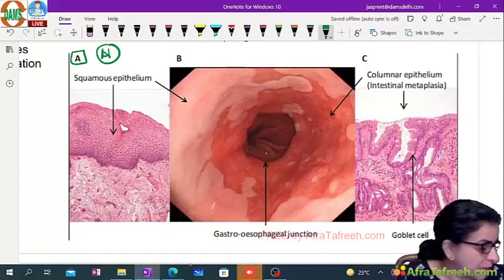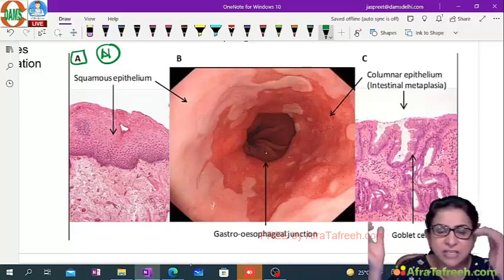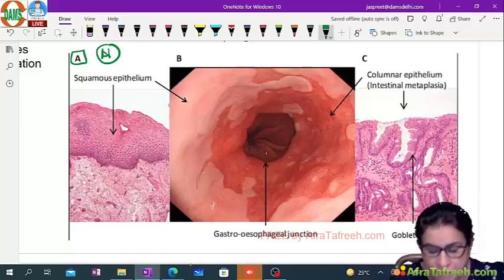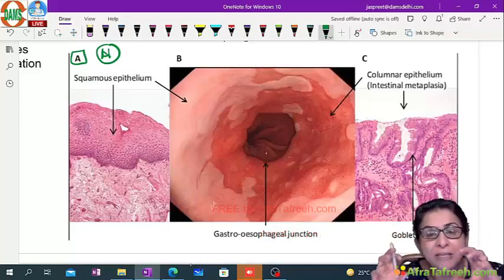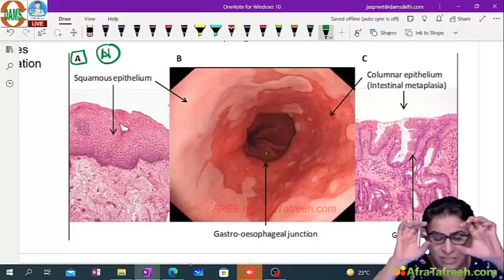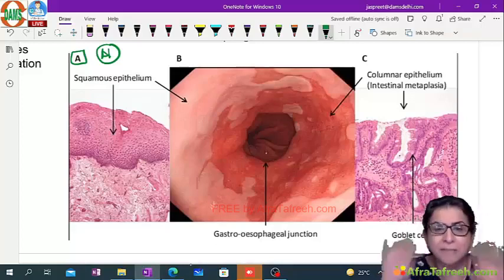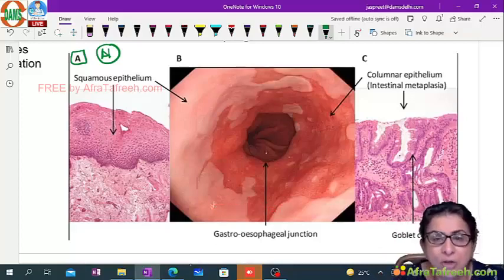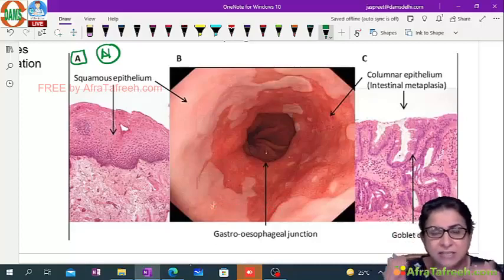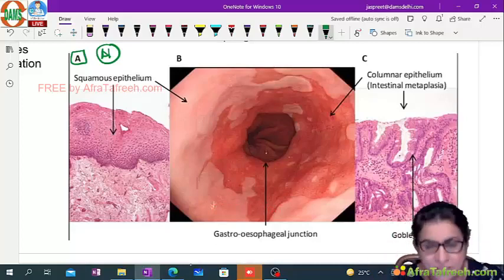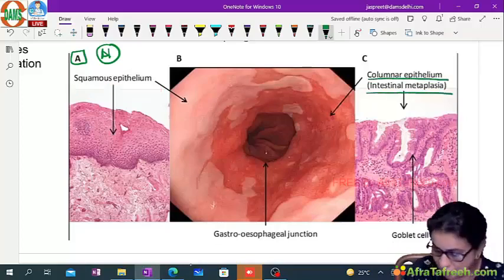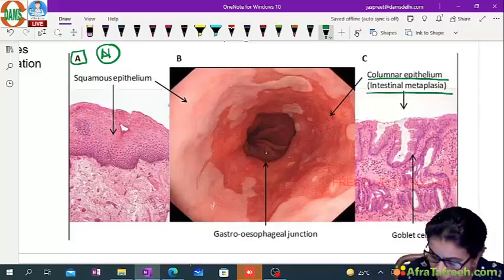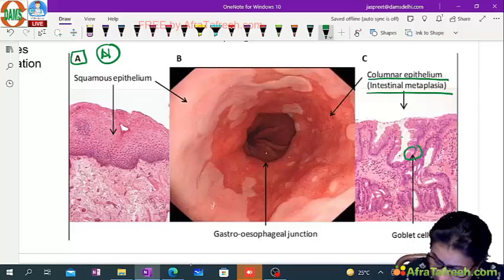Now what is Barrett's esophagus? In Barrett's esophagus, the stratified squamous epithelium goes away and gets replaced by intestinal type of epithelium. Intestinal epithelium has columnar cells, not stratified squamous cells, and goblet cells. So columnar epithelium is coming and replacing the stratified squamous epithelium. Goblet cells have been labeled; they are these clear looking cells.